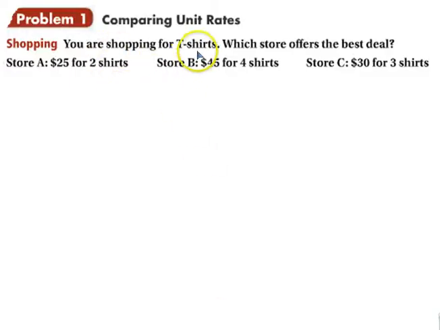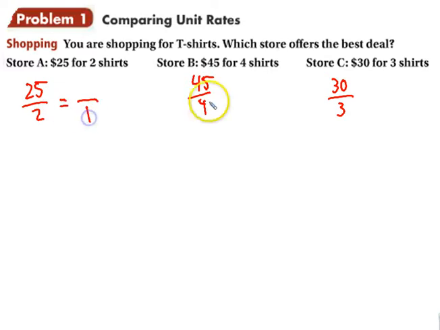First thing, you're shopping for t-shirts. Which store offers the best deal? Okay. So we're looking for which one has the best deal of all of them. So what we're going to do is turn each of them into a fraction. And then from there, we want to make each of them have a denominator of 1. The reason why we do that is to find out how much each shirt is, and that's going to give us the best deal. So this one turns out to be $12.50 per one.